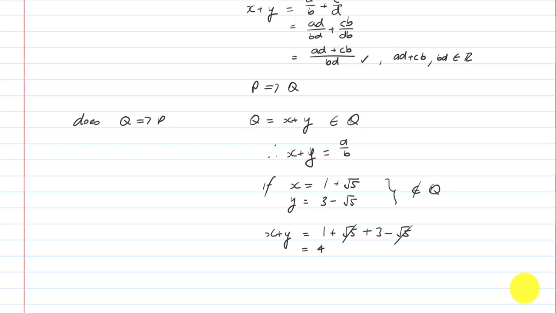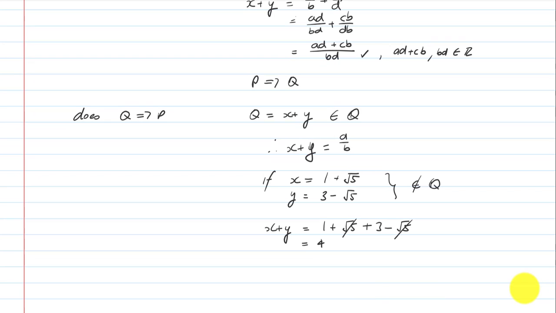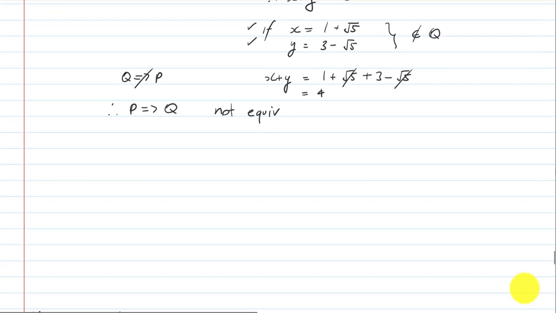So we've shown here a counterexample, we'll get to counterexamples a bit later, to say that since P could contain X and Y that are irrational, but Q could then be rational, Q does not imply P, and therefore it's P implies Q only, but they are not equivalent. So let's have a look at that second example now.